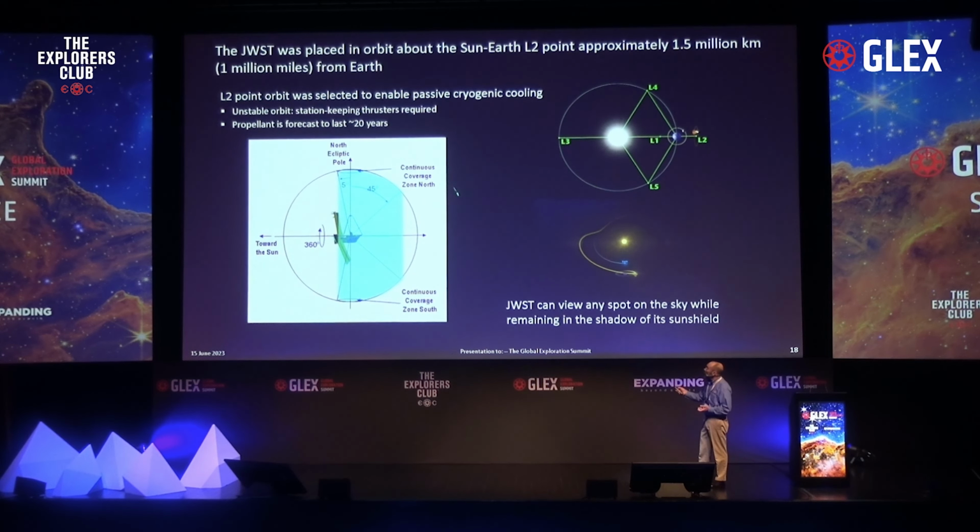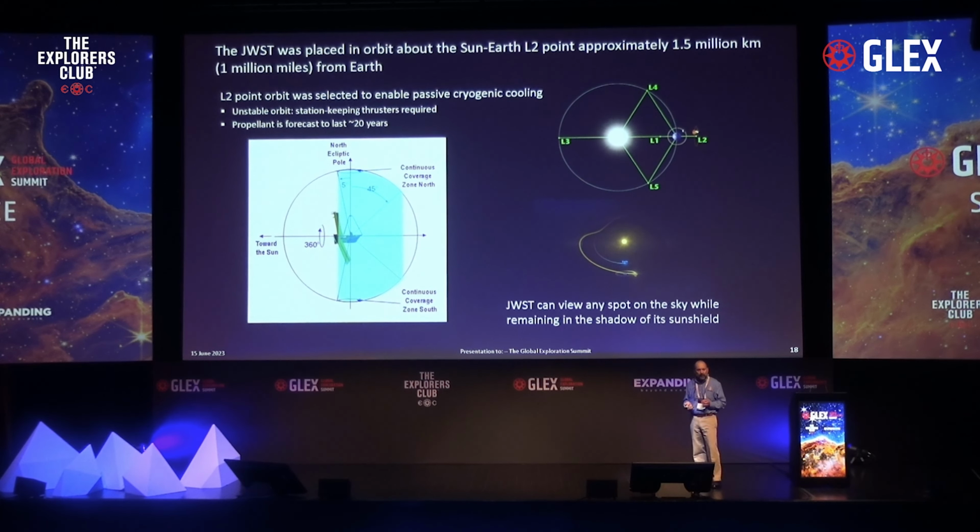So now this arc turns into an annulus. That annulus covers about 35% of the sky. So at any instant in time, the Webb can observe 35% of the sky and still remain in the shadow of its sun shield. Now you can see as the Webb orbits the sun, so now we're rotating about this axis, this annulus will sweep over the whole sky every 6 months. So every 6 months, JWST can observe any spot on the sky and still remain in the shadow of its sun shield.